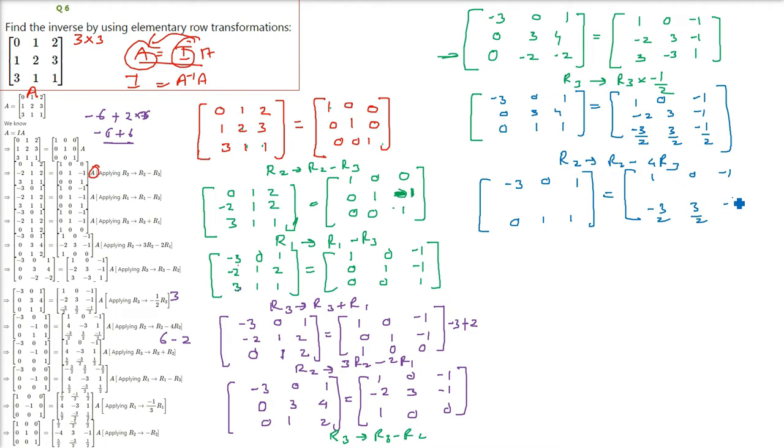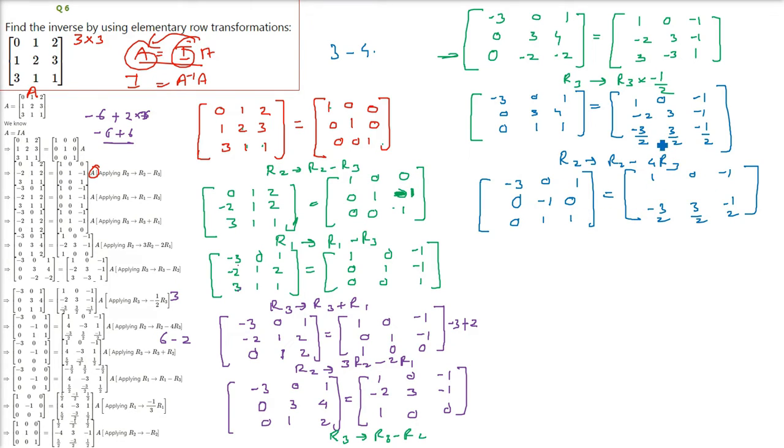So I'm writing it all here. In row 2 we are changing row 2 to row 2 minus 4 into row 3. So 0, 0 minus 4 into 0, 3 minus 4 into row 3, 4 into 1, it is going to be negative 1. Then 4 minus 4 of R3, this is going to be 1. Same thing we are going to do on the right hand side.